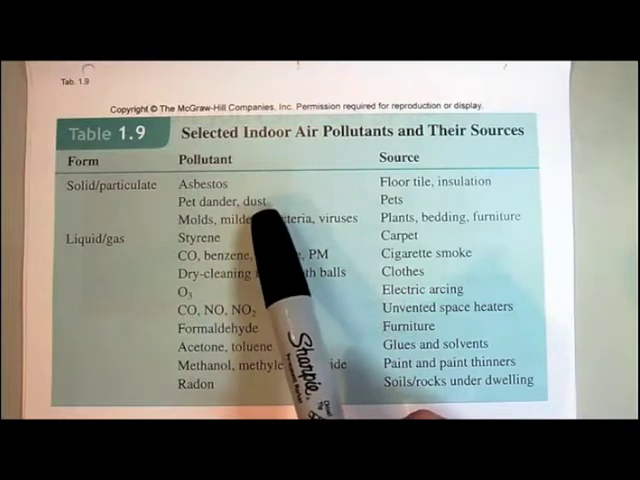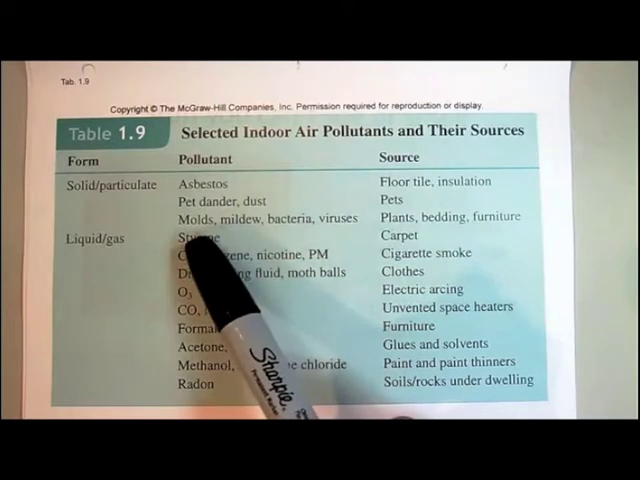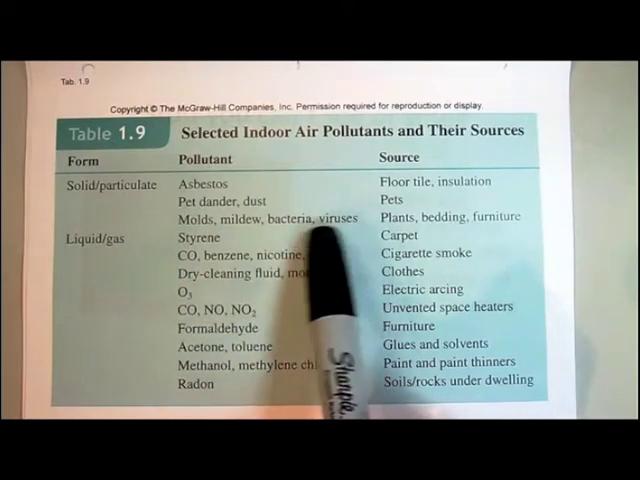Pet dander and dust obviously can come from pets. That contributes to particulate matter. Then there are molds, mildew, bacteria, and viruses.